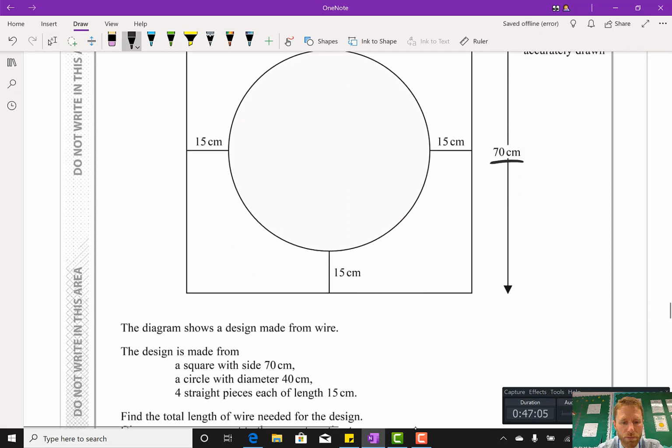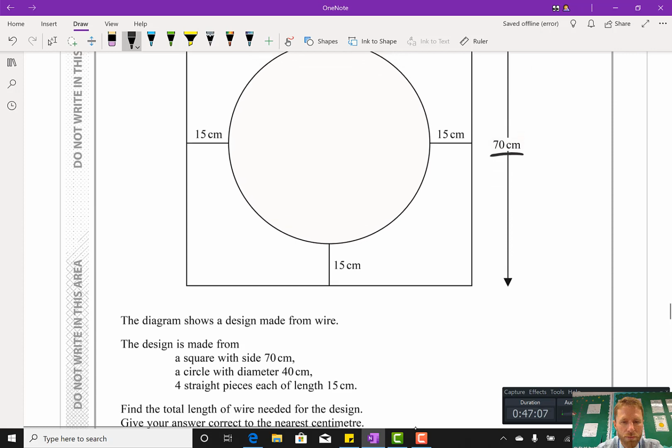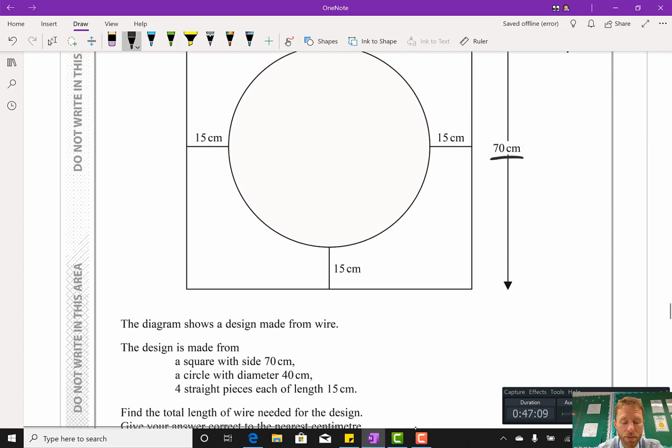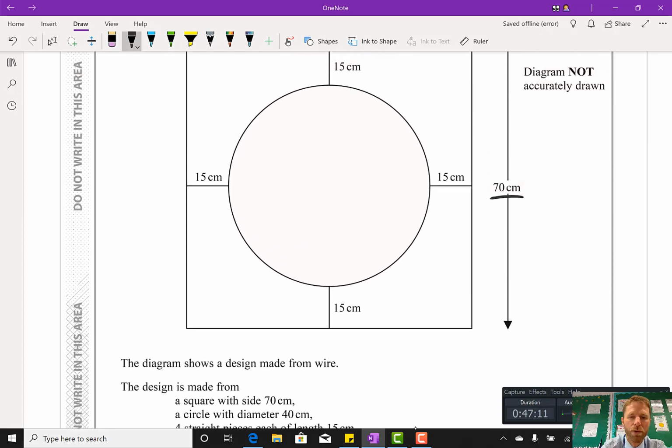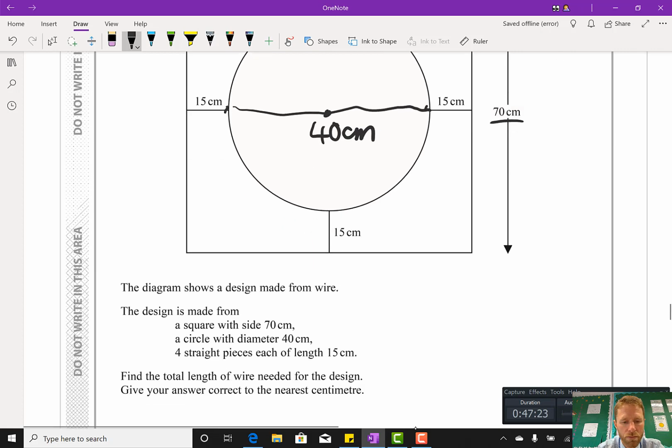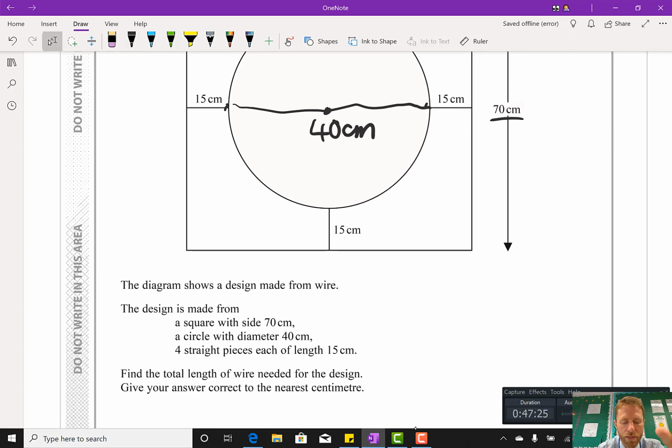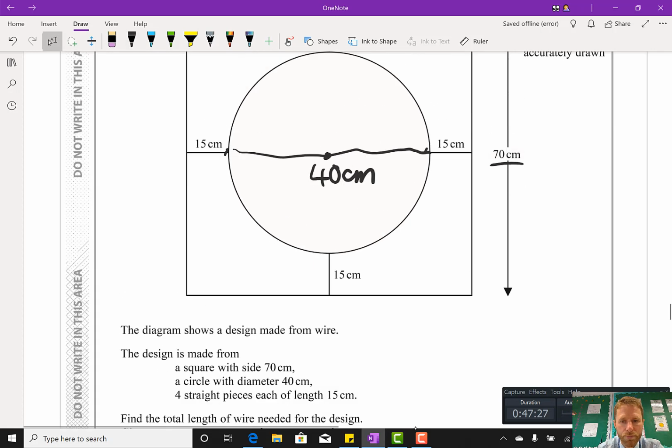A circle with a diameter of 40 centimetres, so diameter, again that's previous knowledge. I've got to remember the diameter is the distance across the middle of a circle, going through the middle from side to side, so that from there to there is 40 centimetres. 4 straight pieces of length 15 centimetres, and they're all clearly marked. That's these.